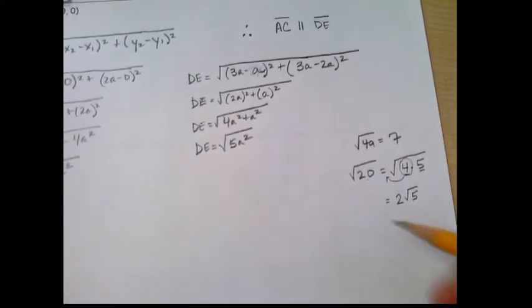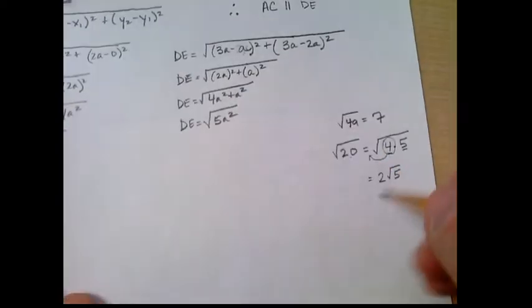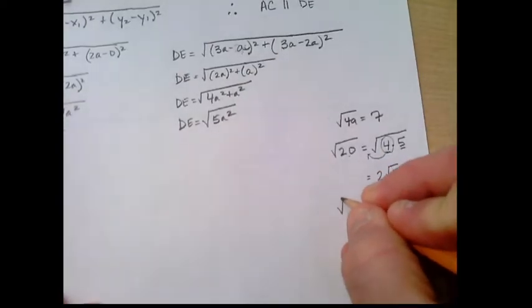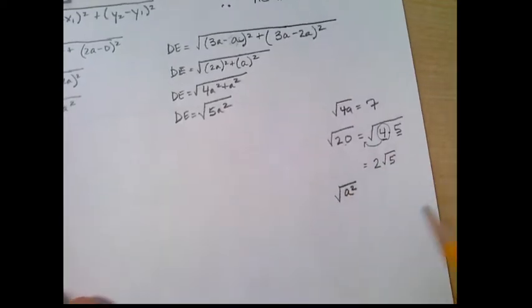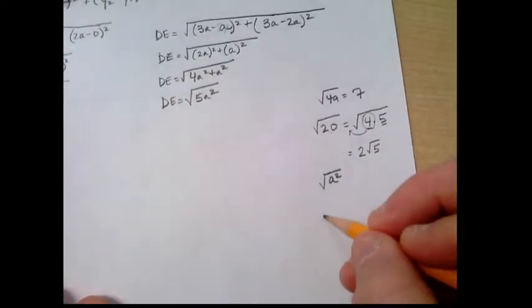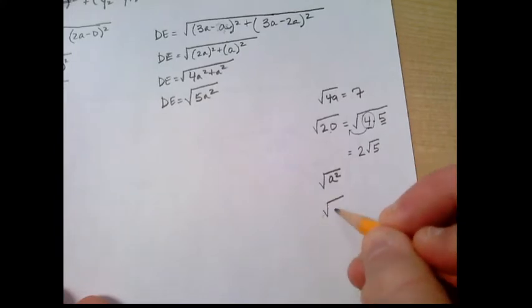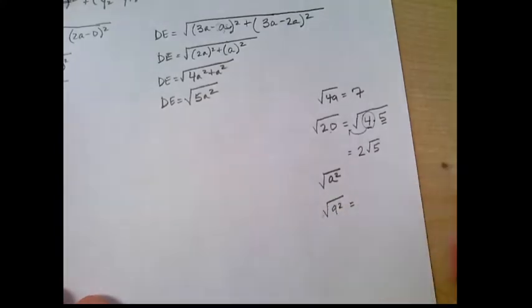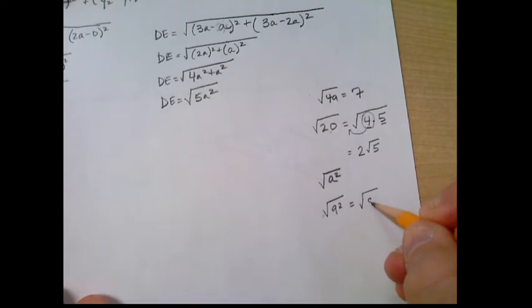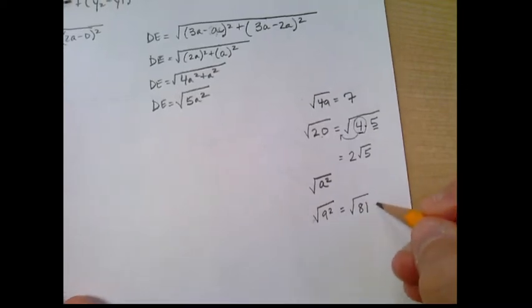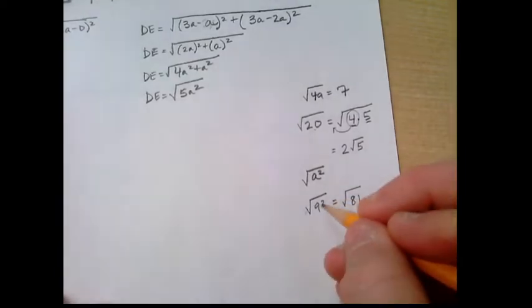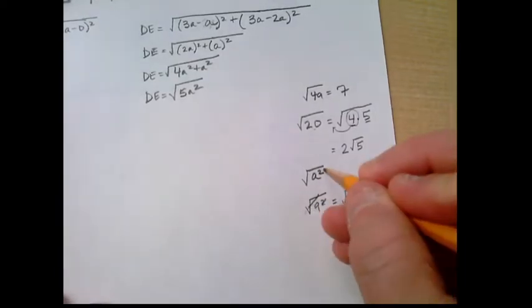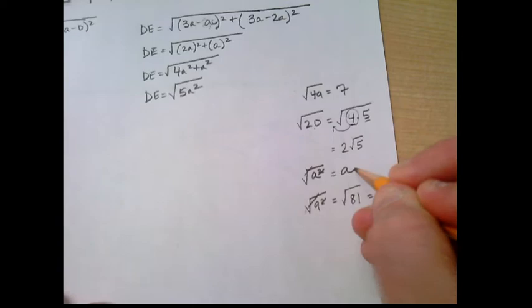Now, the other thing that we need to consider when we simplify these radical expressions is this. What is the square root of a squared? Well, let's consider this for just a moment. What's the square root of 9 squared? Well, the square root of 9 squared is the square root of 81, and the square root of 81 is just 9. So what am I trying to tell you? A square and a square root cancel each other out. So this is just a.